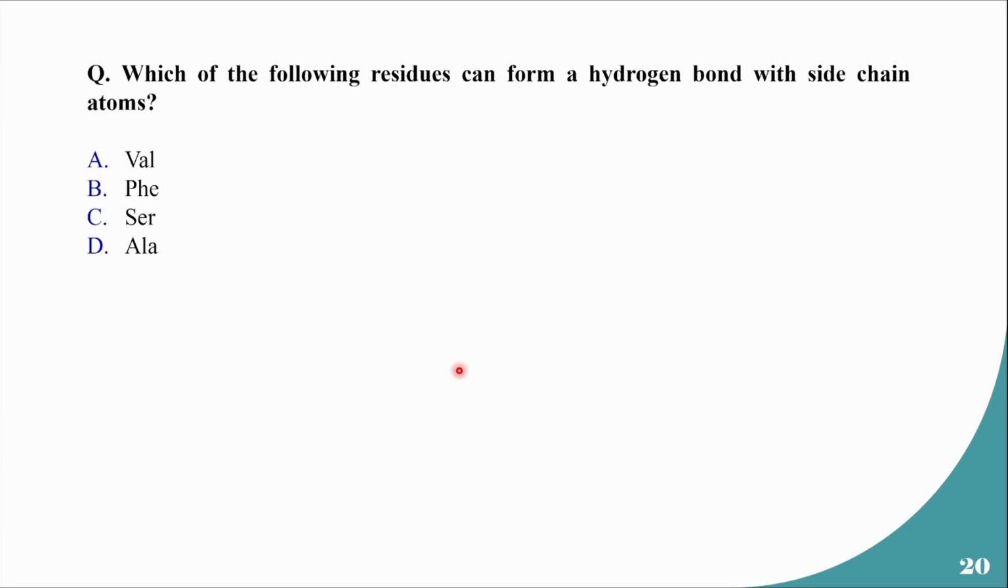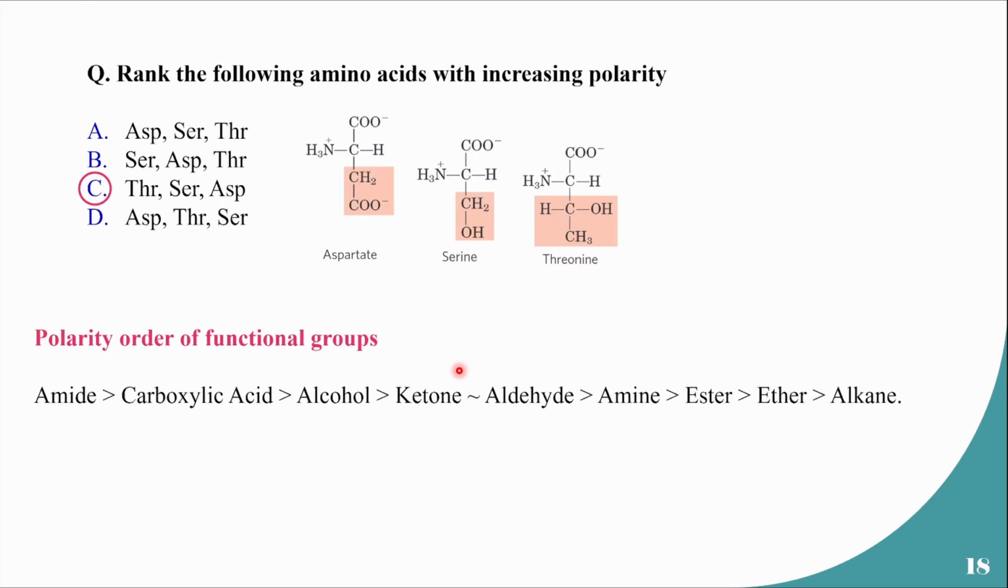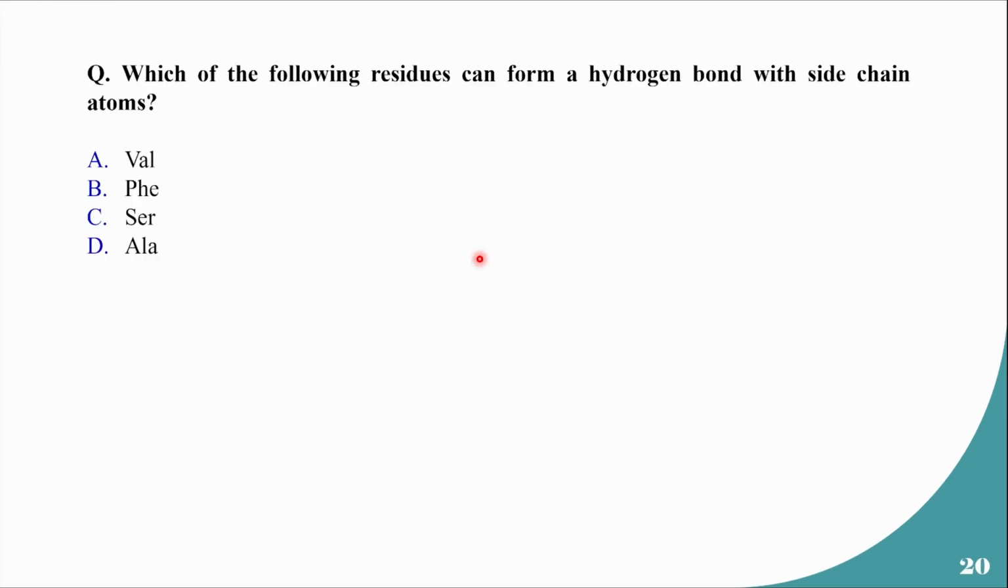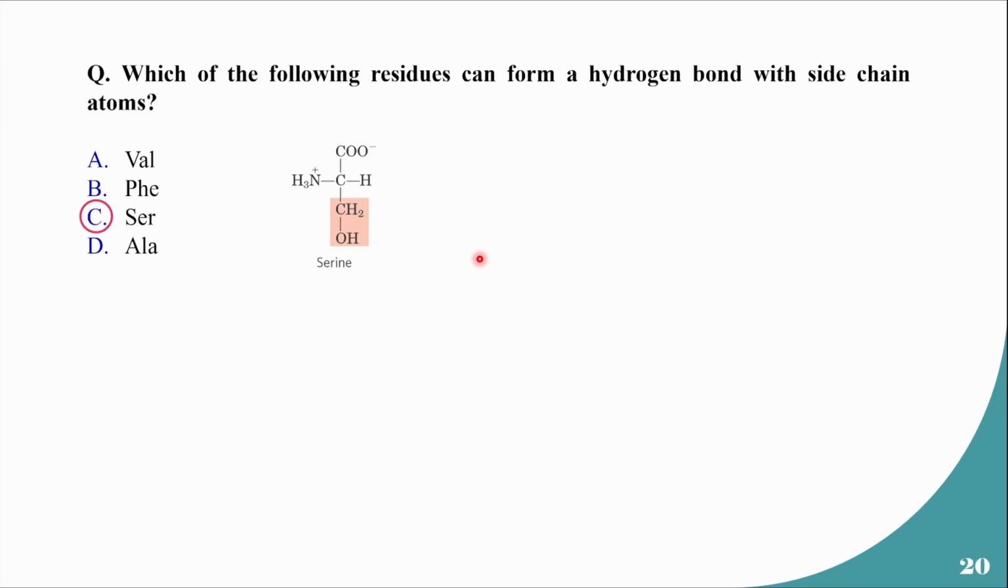So here the answer will be serine. Serine forms hydrogen bonds with the side chain atoms, because if you look at the structure of the serine amino acid, you will see that there is an OH present at the side chain, right? That will allow it to form hydrogen bonds. So it will be serine.